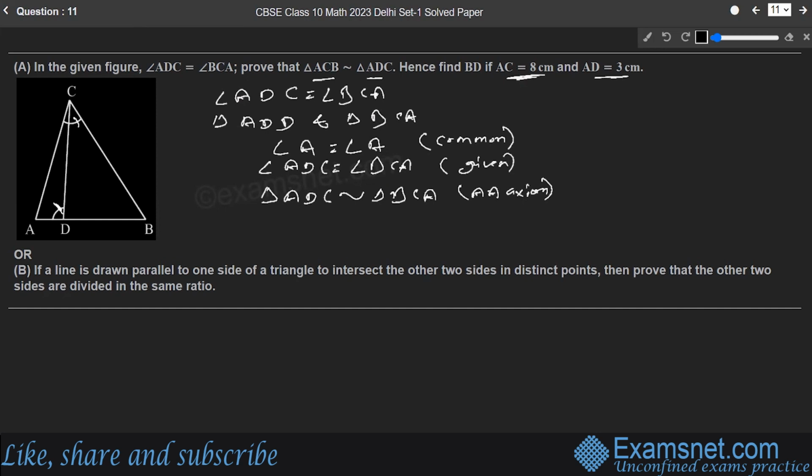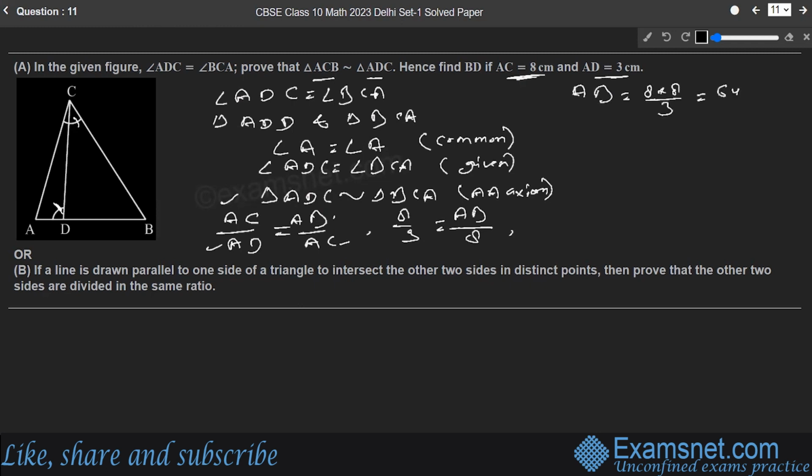Now, if these two triangles are similar, their corresponding sides are in equal ratio. What are the corresponding sides? That is AC by AD is equal to AB by AC. The corresponding sides have an equal ratio. So we have the values of AC, AD and AC also. So let us put the values. It is going to be 8 by 3 is equal to AB, which is unknown, divided by 8. And if you solve for AB, it comes out to be 8 into 8 divided by 3, that is nothing but 64 by 3 centimeter. That's what AB comes out to be.